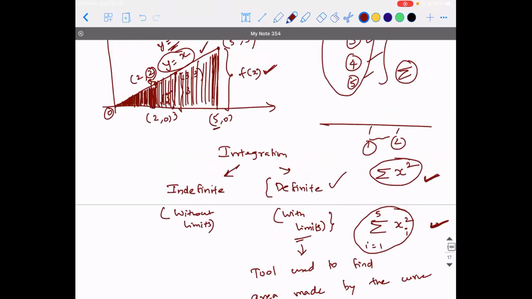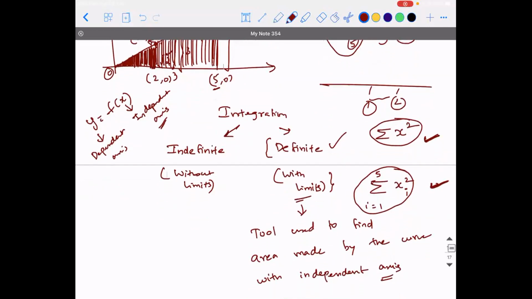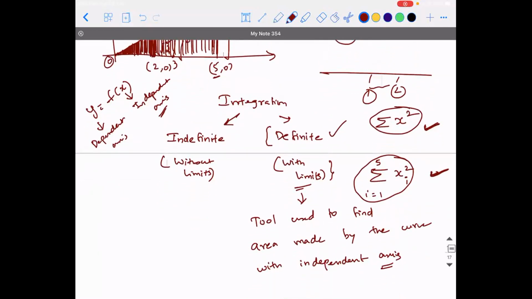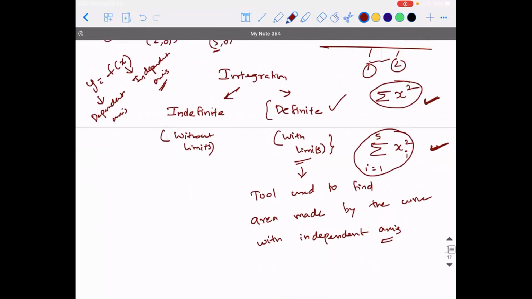X-axis. So if you have y is equal to f of x, the point I would like to stress upon here is that y is called the dependent axis and x is called the independent axis. Please be careful with this. Independent axis means it doesn't depend on anything. You can give input, and based on the input you give, the output value will keep changing. So the tool used to find the area made by the curve with the independent axis is definite integrals. If somebody asks you, is integration used to find the area under the curve? You should be clear, you should be specific. What are you going to tell them?